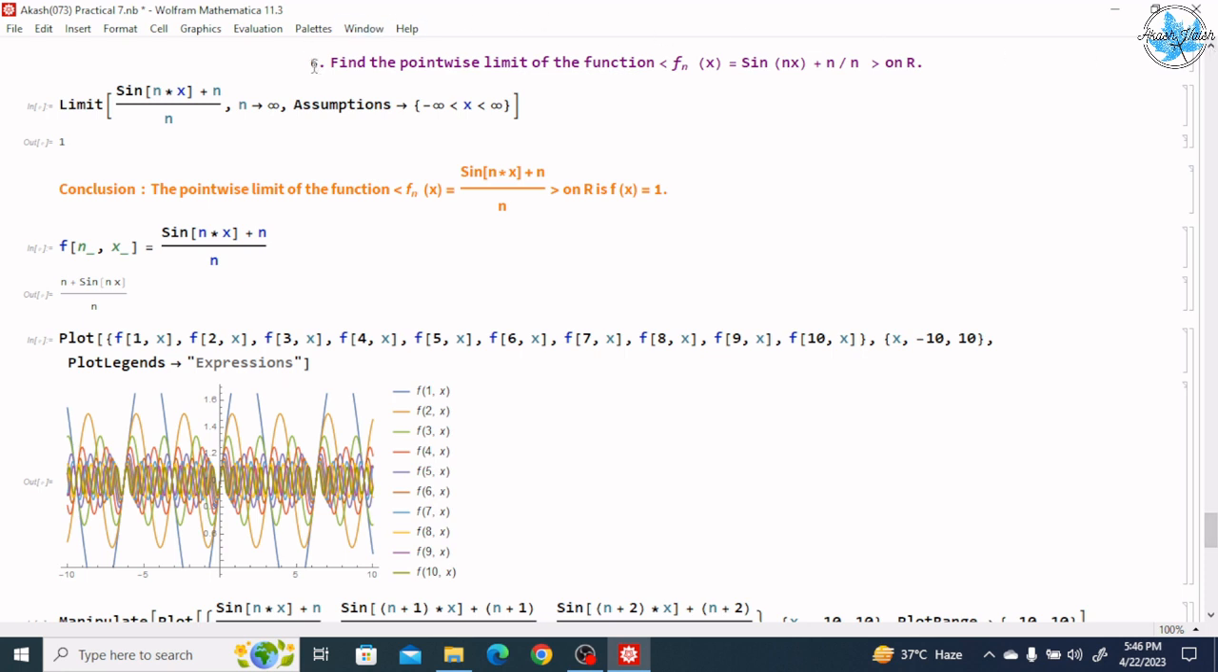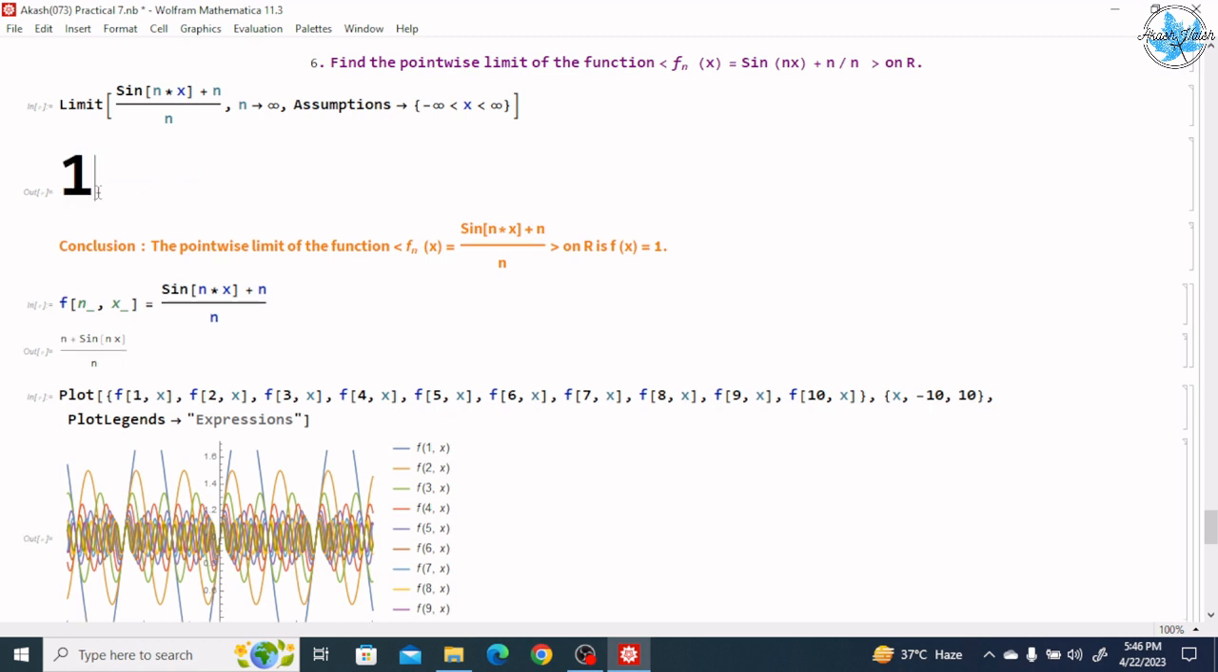Okay, so the sixth question is sin(nx) plus n, all upon n. Now the value of the angle has changed and the function is lying in R. So now I have taken the square bracket around nx, and plus n is outside the square bracket, so plus n is not part of the angle. Now keep n tending to infinity and vary your x from minus infinity to infinity. Now you can see the limit of the function changes.